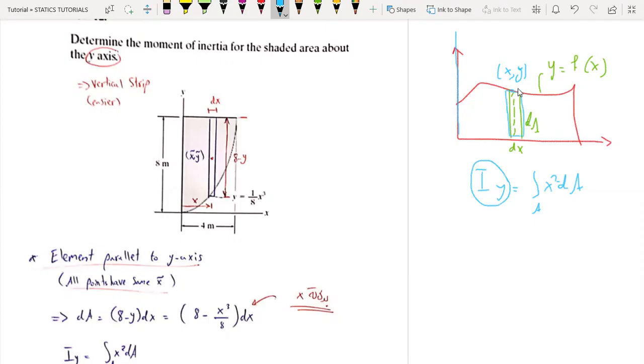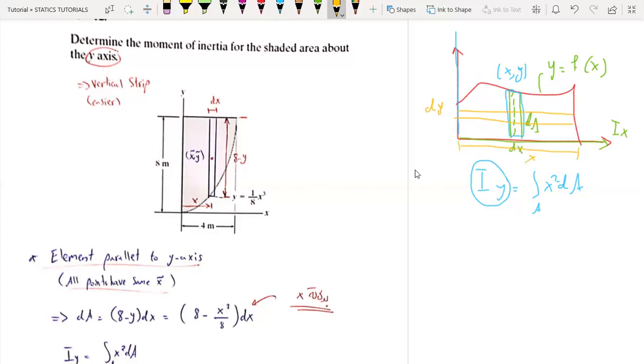So if we want to find Iy, the moment of inertia about the y-axis, we'll take a vertical strip. And also if we want to find the moment of inertia about the x-axis, we'll take a differential element parallel to it, so it will be horizontal. And here it will be dA equals dy times x.